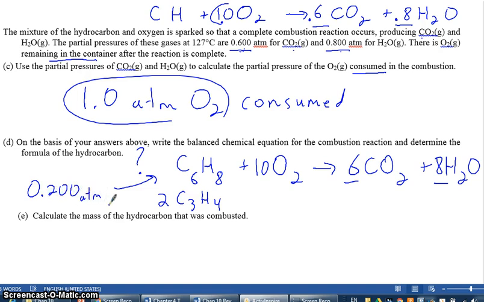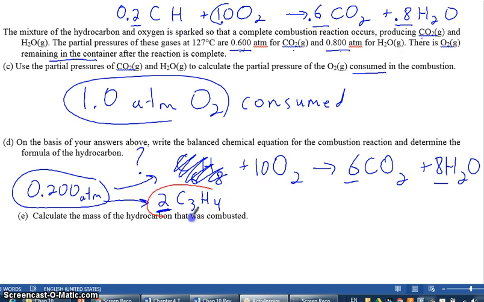In fact, if this is 0.6, this then would have been 0.2, which means if we drop them, this is a 2 to 6 ratio. This is a 2 and this is a 6. So if this is a 6, in fact, we would make this into a 2. So what we're saying is that the 0.200 atmospheres proves that it's this scenario and not this scenario. So this is actually wrong, and the balanced equation is actually this one here.